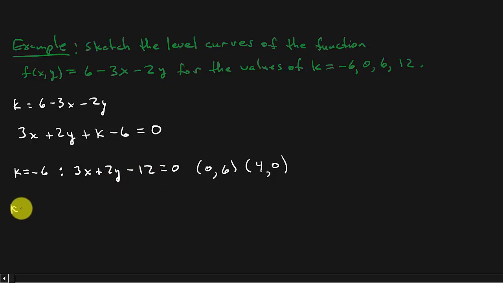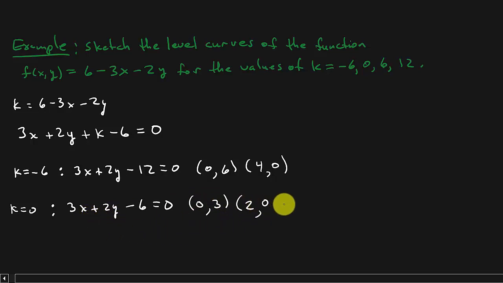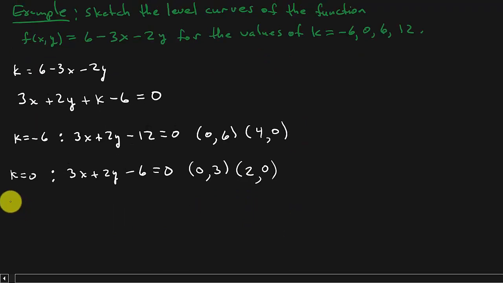And so now for k equals 0, I get 3x plus 2y minus 6 equals 0. See, I'm plugging the 0 in for k. And then to find my x and y intercepts, plug 0 in for x, and then I'll get 3 for y. Plug 0 in for y, and I get 2 for x. And then same thing here, k equals positive 6, so that's 3x plus 2y, and that actually just equals 0, doesn't it? Because we got 6 minus 6 is 0.